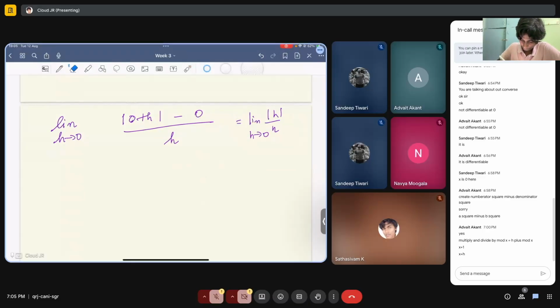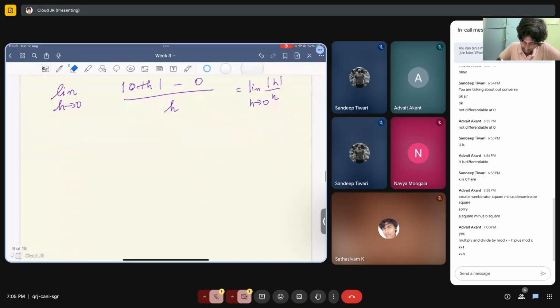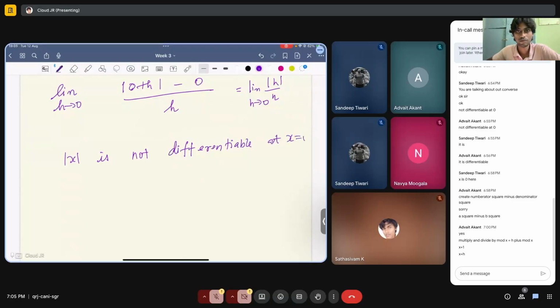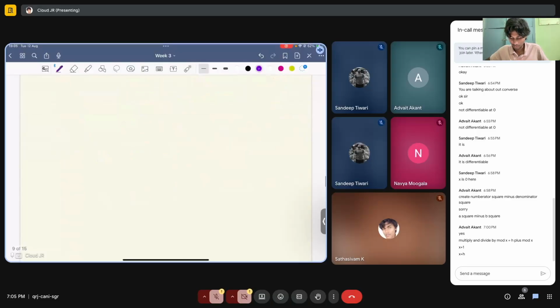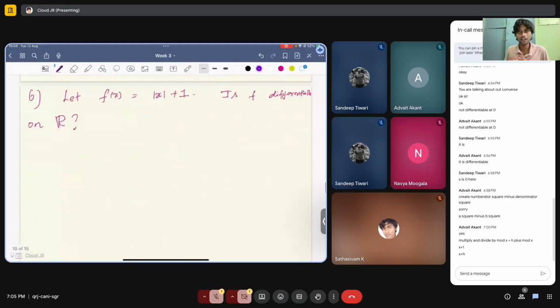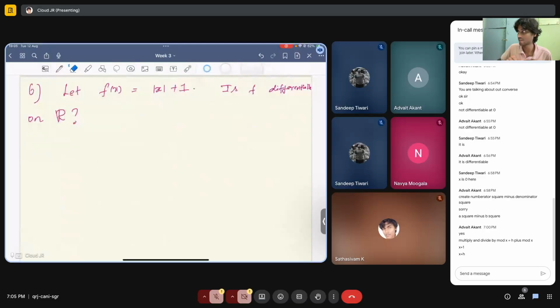So mod x is not differentiable at x equal to 0. Okay, so this we have done. Let me go to the next problem here, which is kind of similar. I just changed a little bit here, and you can see what's the difference.